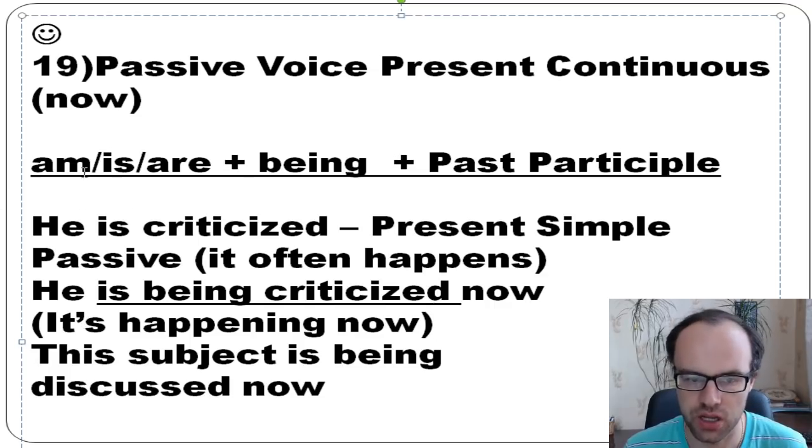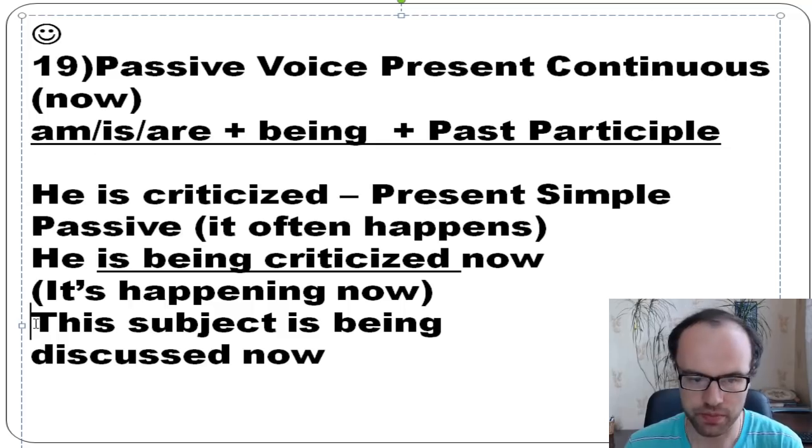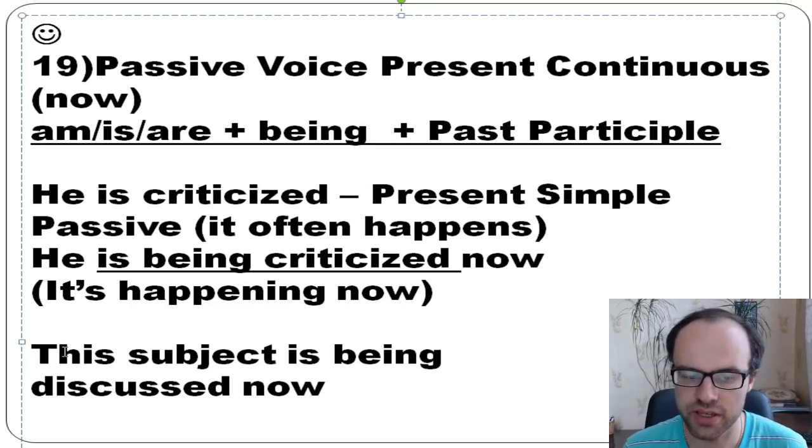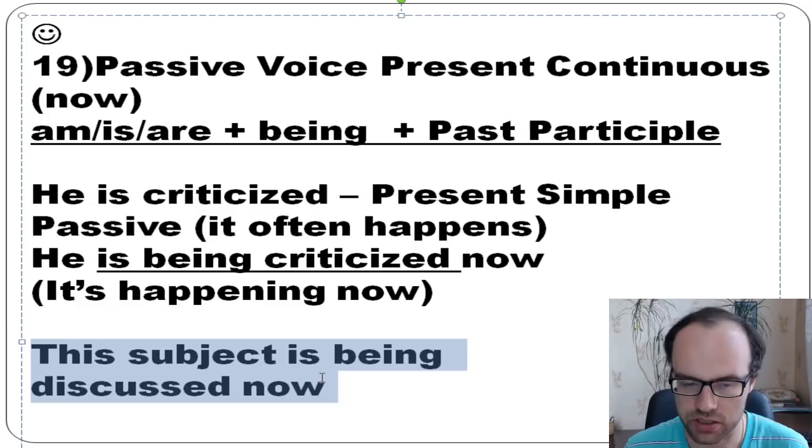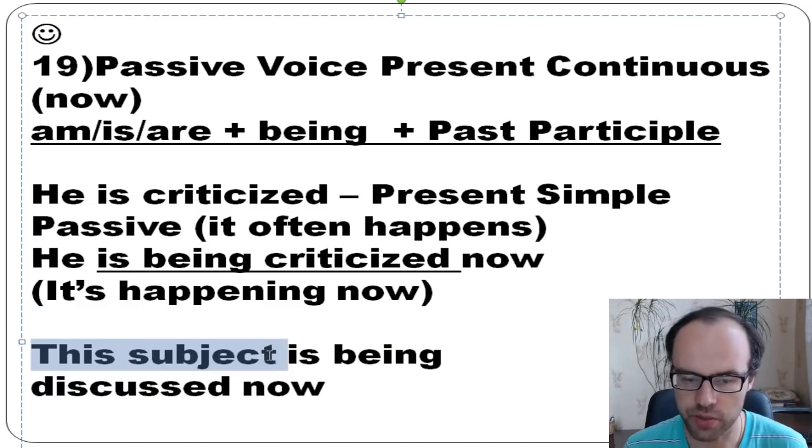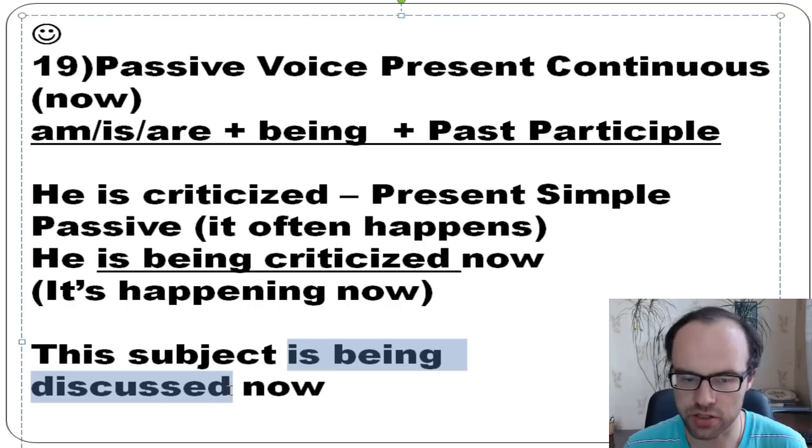Look. Next. One more example. This subject is being discussed now. Okay? This subject means it, so we use is. This subject is being plus past participle discussed. This subject is being discussed now. Good.